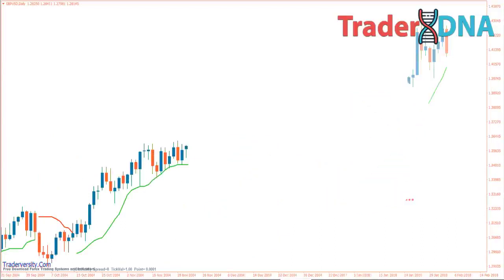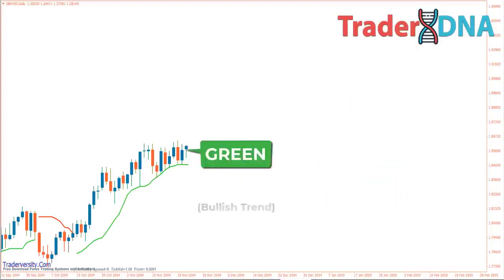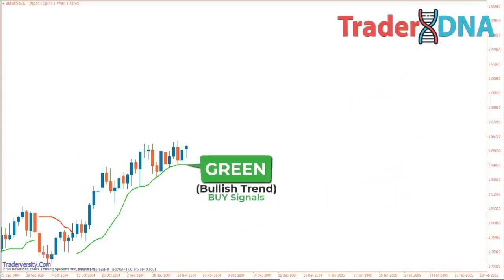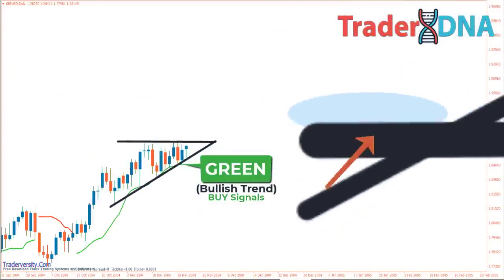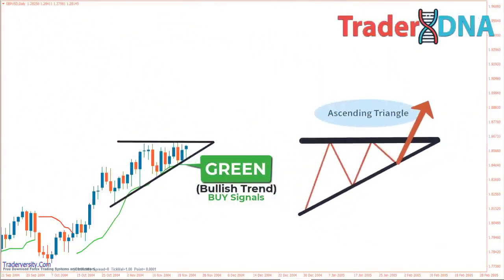Next, on this chart, we see the green BB stops line, indicating that the market is bullish. If you look closely, you can clearly see that the market is forming an ascending triangle. This pattern occurs when the upper trend line is flat, while the lower trend line is ascending. It suggests that buying pressure is gradually increasing, and a breakout to the upside is more likely.